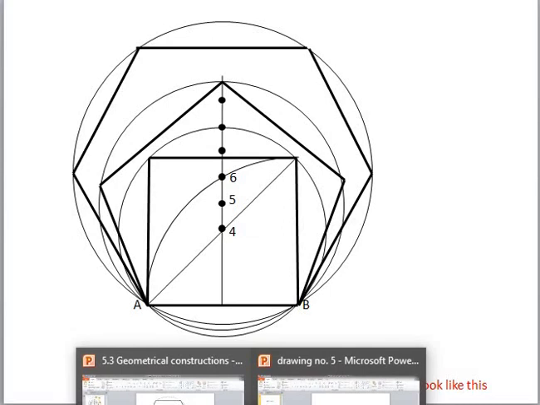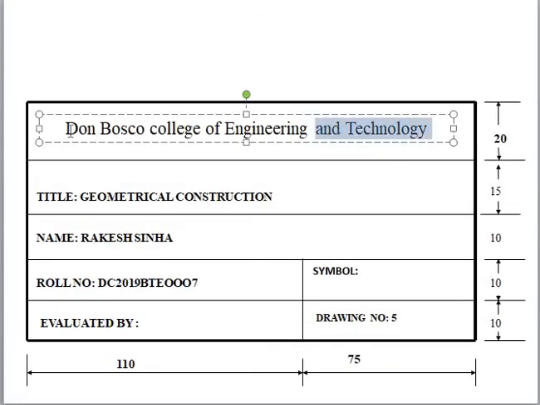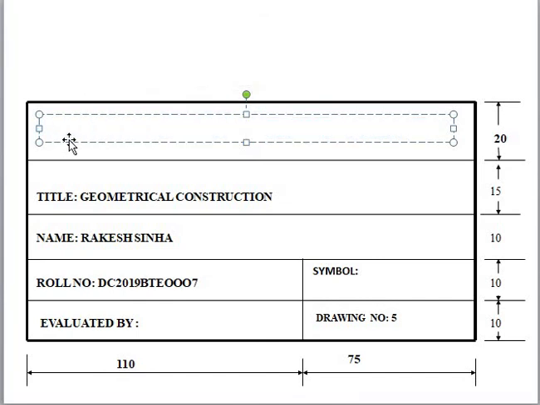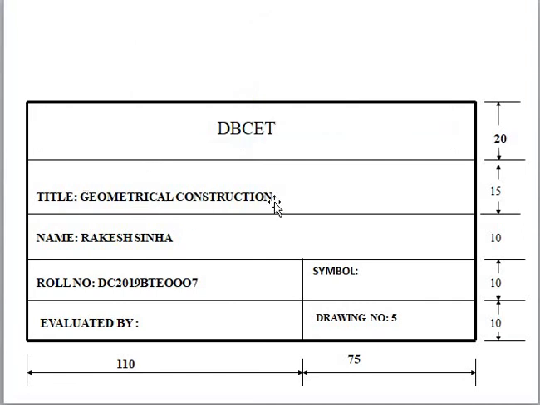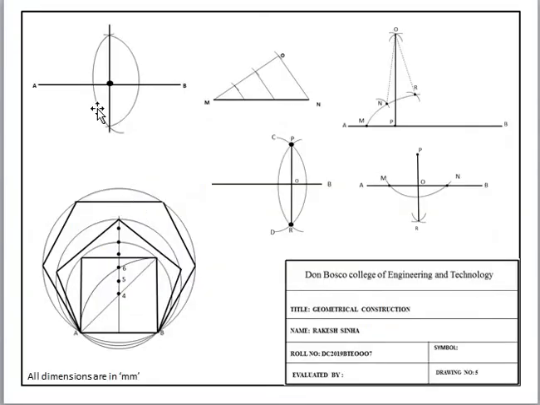Now coming to your assignment. This assignment is your drawing number 5. You write here the name of the college, then the title should be geometrical construction, you write your name, then your roll number, if allotted. I will put my signature here, drawing number 5, and the symbol you keep as it is. The final drawing should look like this.